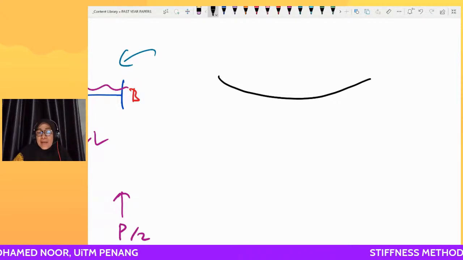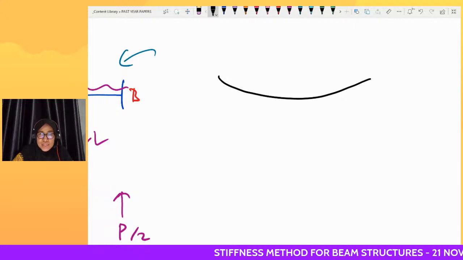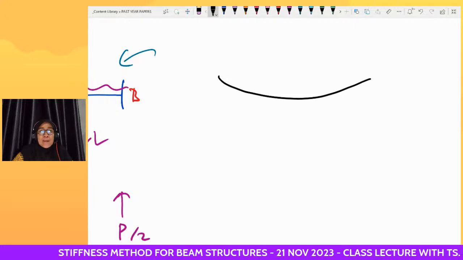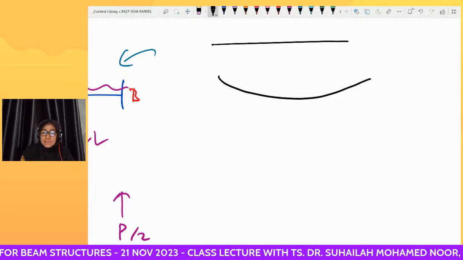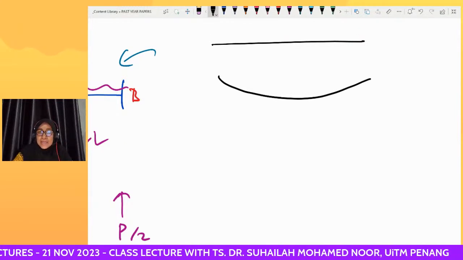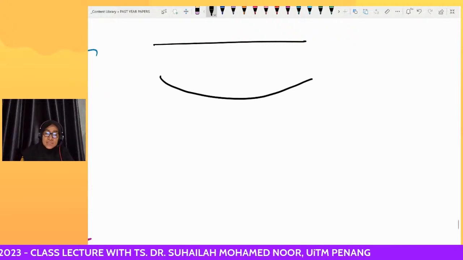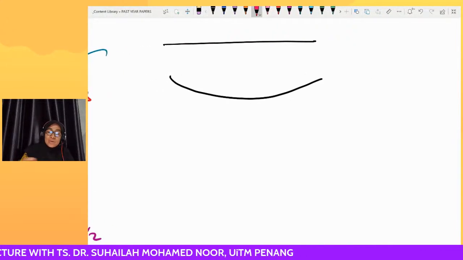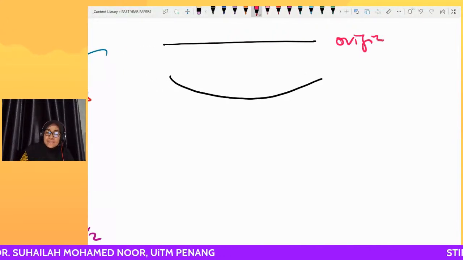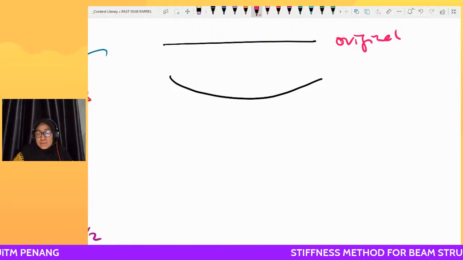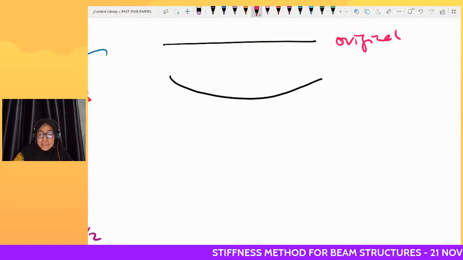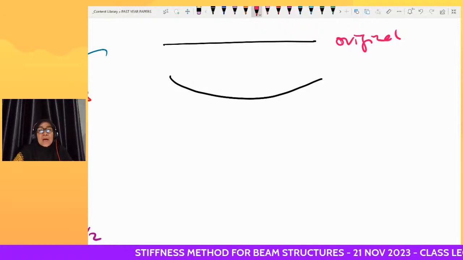This is the behavior. The beam's original position is straight. Original means when there is no loading, it is horizontal. Original is horizontal. Beam is a horizontal member. This is the original position.